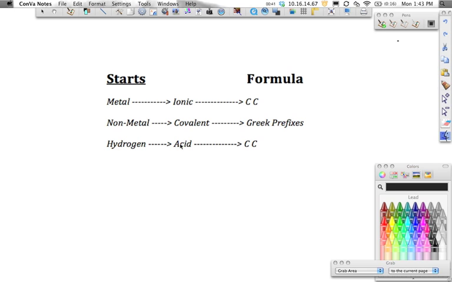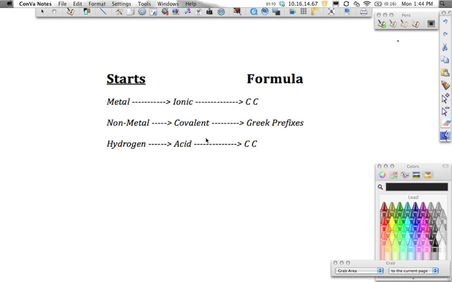Now, just a general rule of thumb, if the very first thing in the formula or in the name is a metal, we know that we're going to have an ionic compound. If the first thing we see is a non-metal, it's going to be covalent. And if the first thing we see is hydrogen, it's normally going to be an acid. This will get you through about 99% of what we're going to look at for general chemistry, but there are some exceptions, but we won't really have any of those on the test.